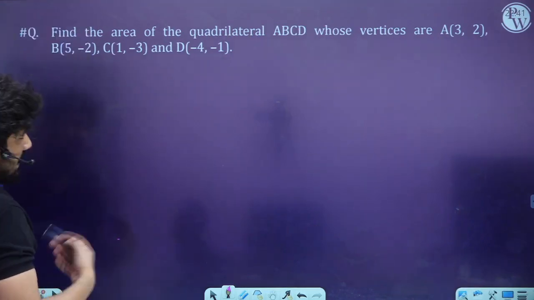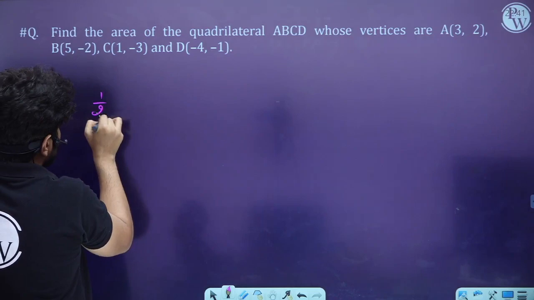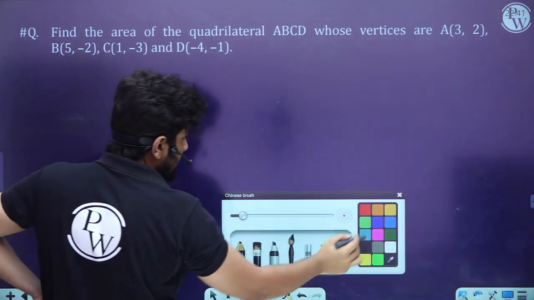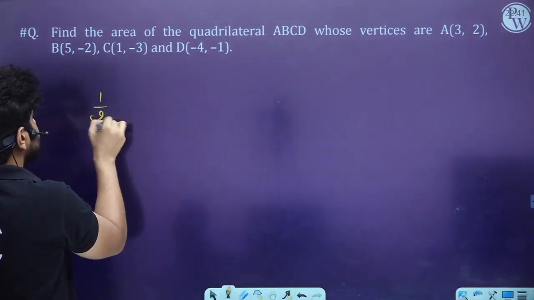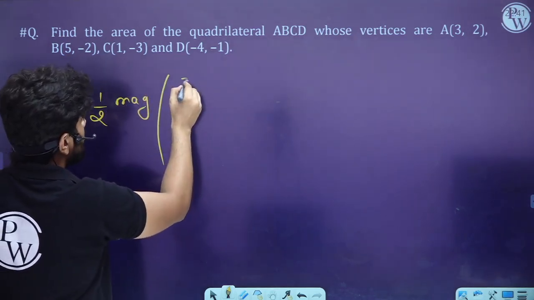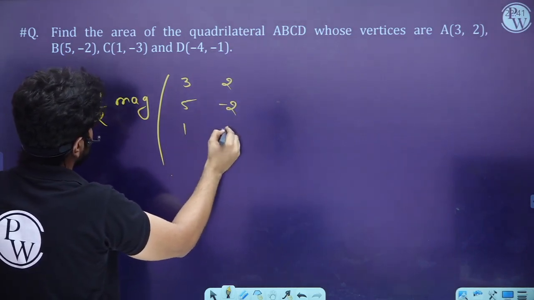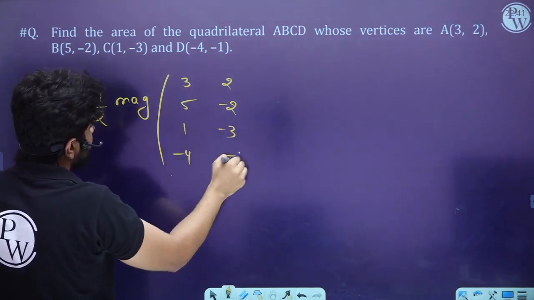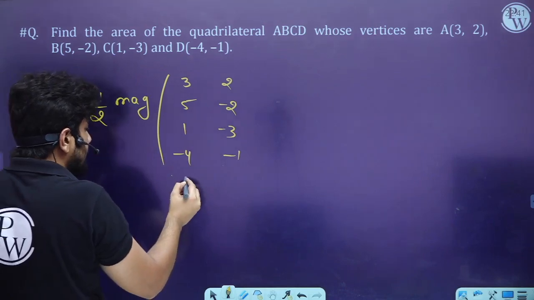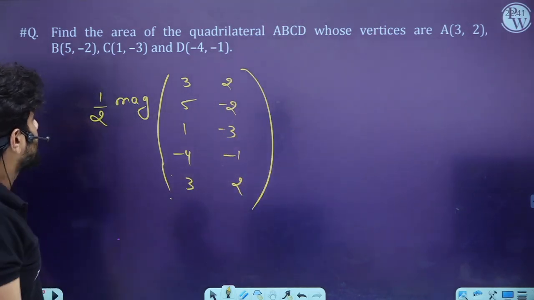Now, if we apply the same trick over here, area of this quadrilateral, okay, there are four vertices in a quadrilateral. So, half times magnitude of, just simply start with 3, 2, then 5, minus 2, then 1, minus 3, then minus 4, minus 1. And then again repeat the first one, 3, 2.